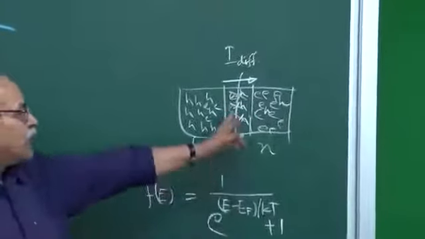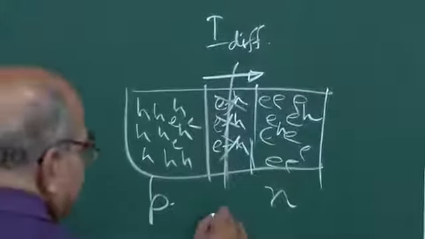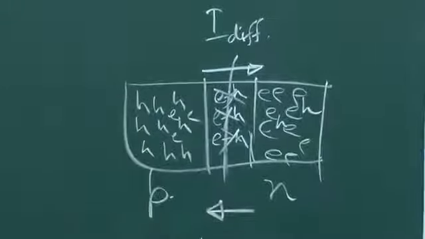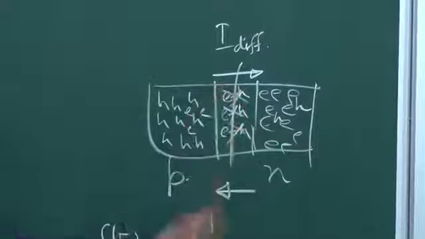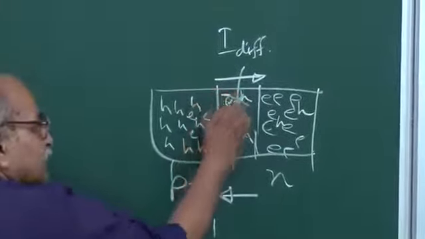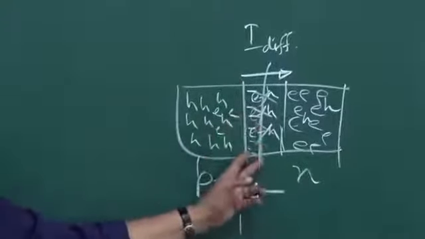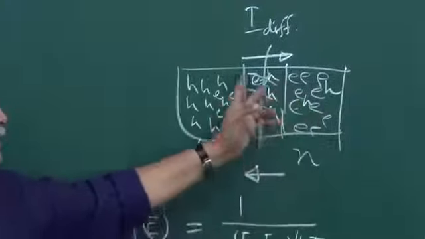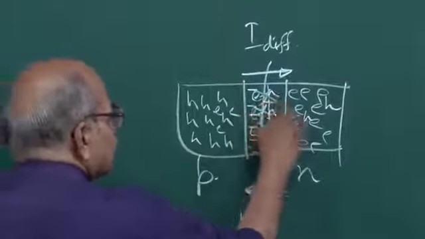But then you have an electric field here. In this picture, the electric field is in the direction N to P, because all these negative charges will accumulate here. You will have negative charges, those impurity ions being exposed because the hole has migrated or has recombined. So those ions are exposed. You have positive charges here. So you have an electric field.